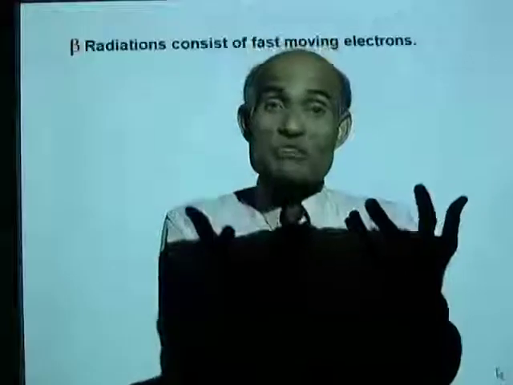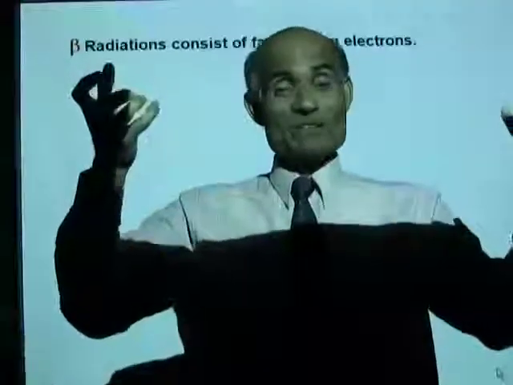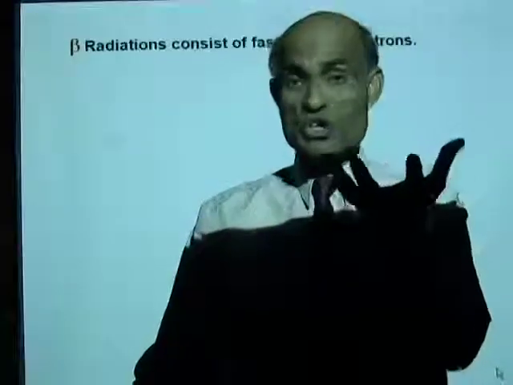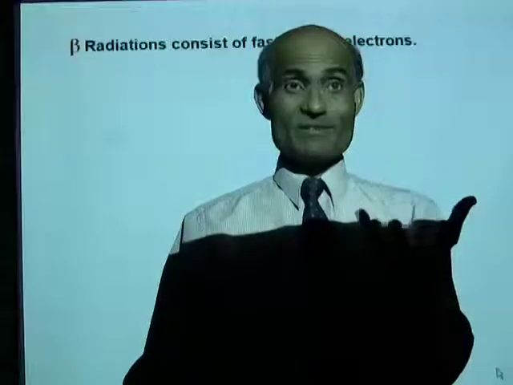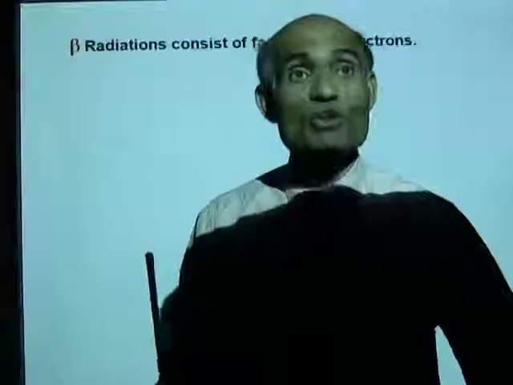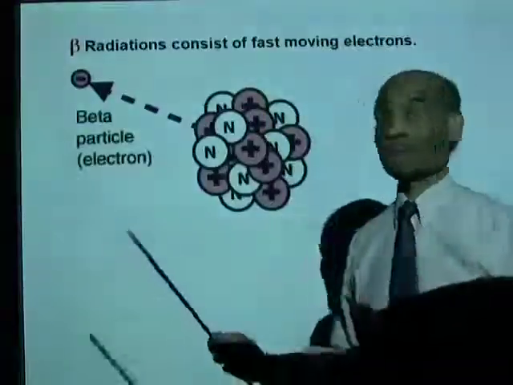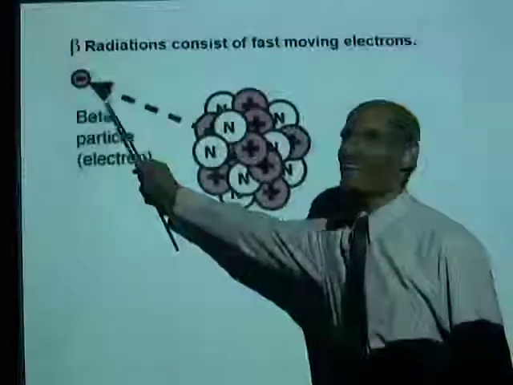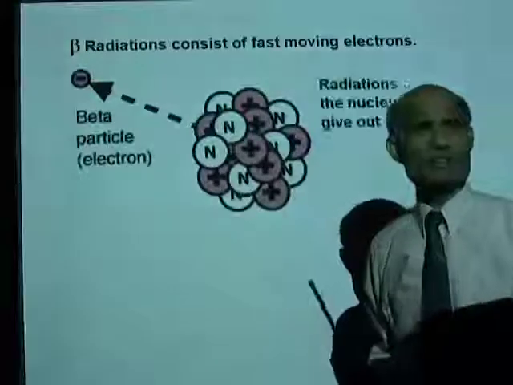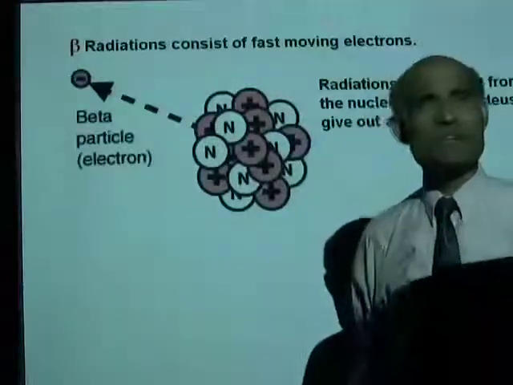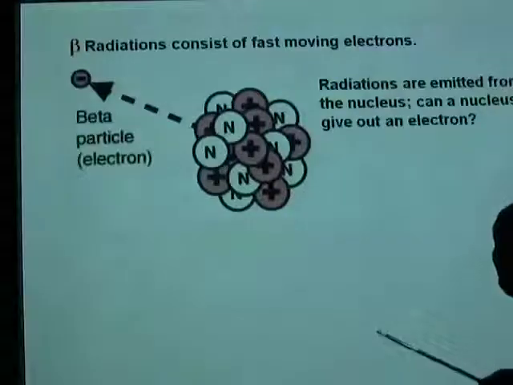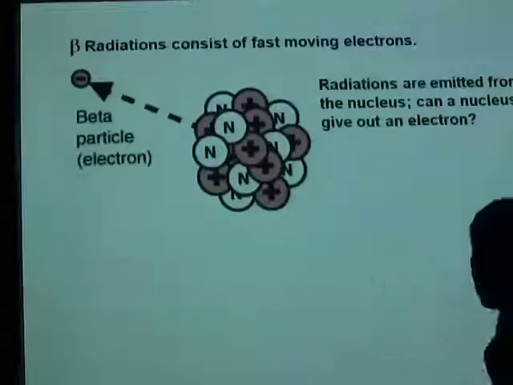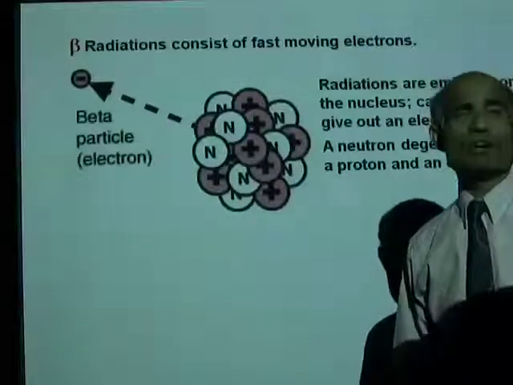That means the radiations are coming from the nucleus. Now, is there an electron or are there electrons inside the nucleus? Well, I want you to follow this carefully. What is a beta radiation? A beta radiation is an electron coming from the nucleus. That is something that is not understandable. Is that right? Radiations are emitted from the nucleus. Can a nucleus give out an electron?